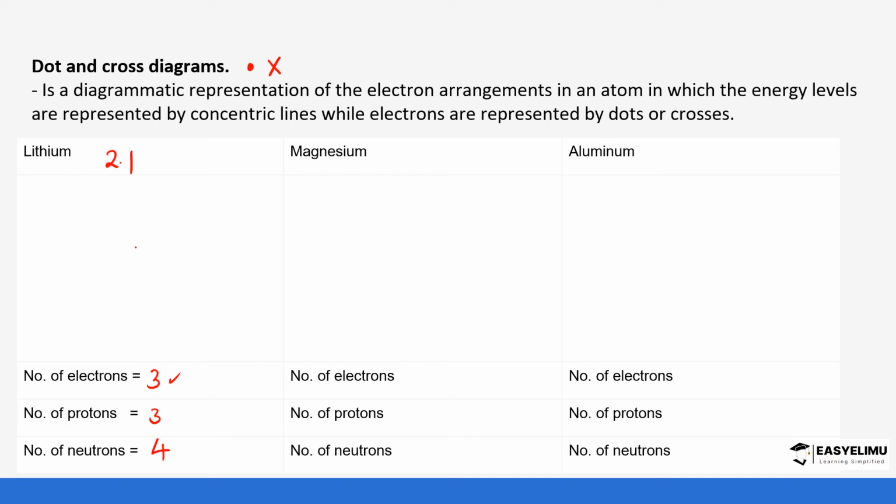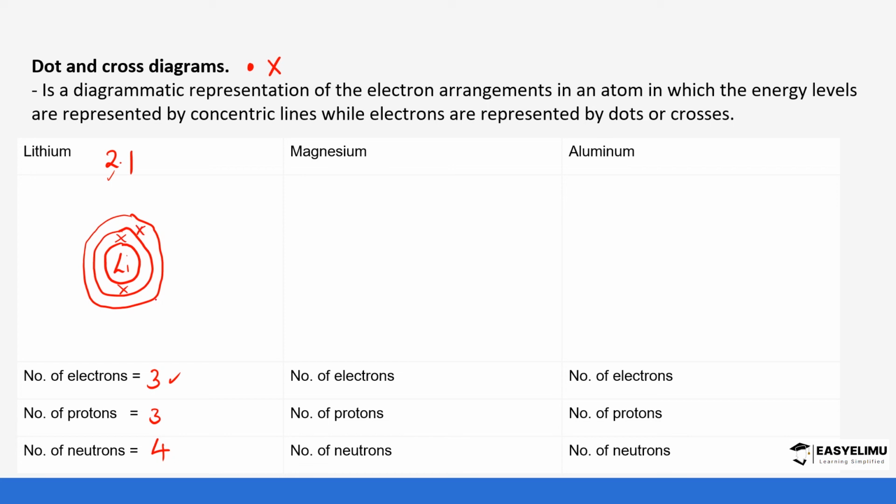So first of all, in the nucleus, we are going to put the symbol of the element. In this case, the symbol is Li for lithium, and then we enclose the nucleus. So in the first shell, we are going to place the two electrons that we had. So we can use dot and crosses. So let's use dot, and we put them in the spaces, because we said that they are always constantly moving. They are in orbits. And then we draw the second energy shell and we place the remaining electron.